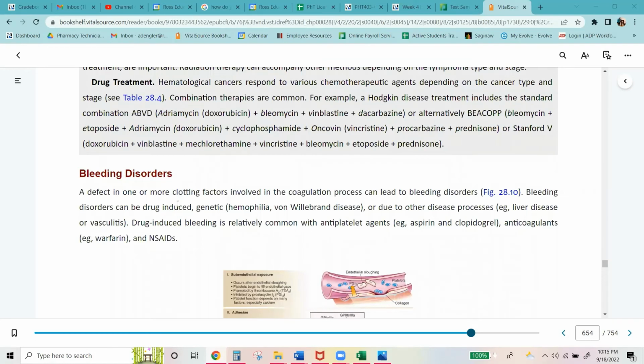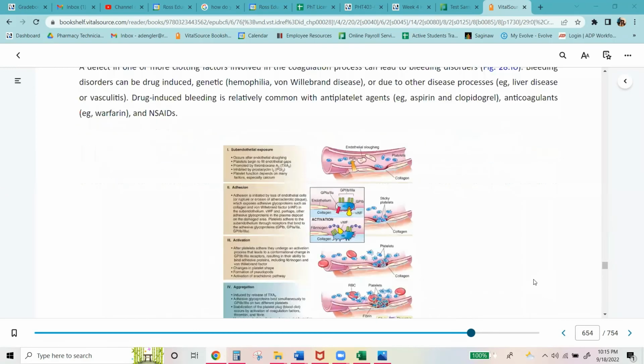A defect in one or more clotting factors involved in the coagulation process can lead to bleeding disorders. Bleeding disorders can be drug-induced, genetic, like hemophilia or von Willebrand disease, or due to other disease processes, like liver disease or vasculitis. Drug-induced bleeding is relatively common with antiplatelet agents, anticoagulants, and NSAIDs.